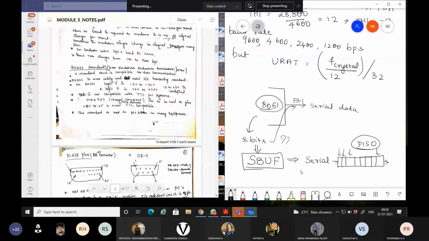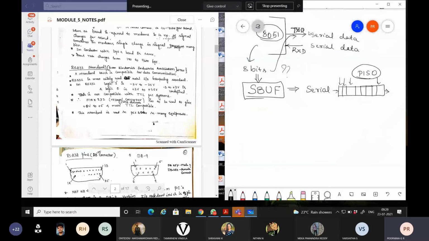register. To transmit data, you can make use of any of the port pins, but there is a dedicated pin for serial communication on the 8051. One is the TXD line, and for serial data reception, the 8051 receives through the RxD pin. So these are the two pins dedicated for serial communication.